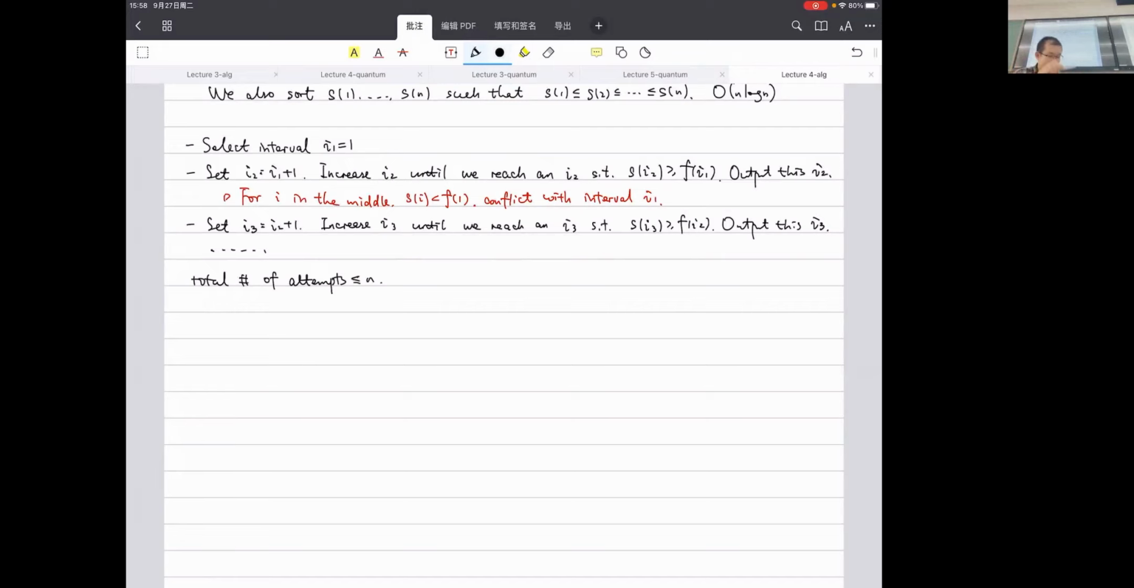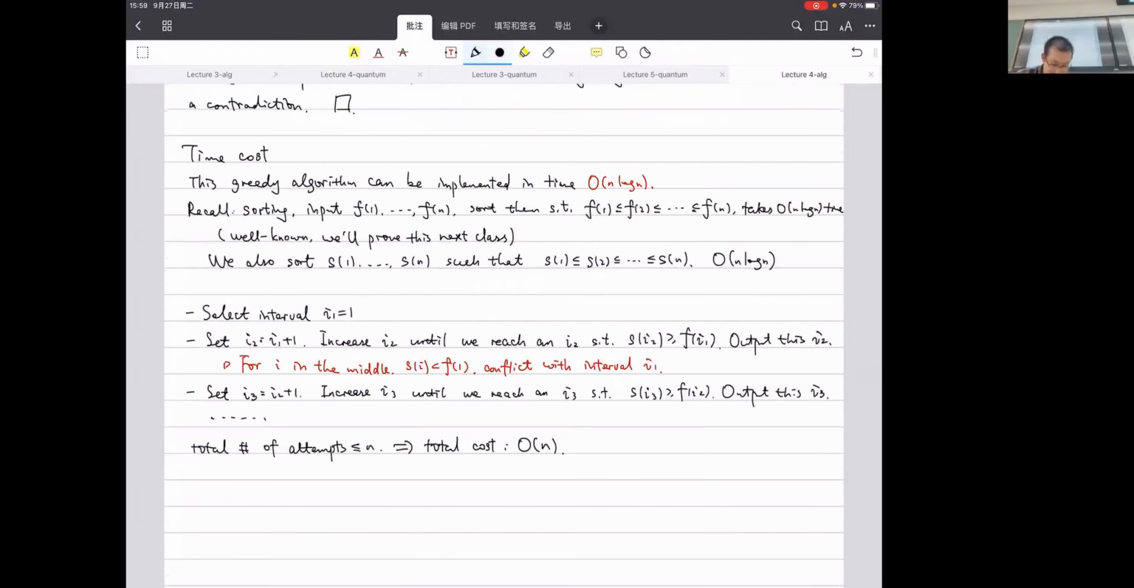We have the first interval here, we choose that, and basically we try the second, the third, etc., until we find the I2 such that Si2 is larger than or equal to Fi1. Based on this I2, we try I2 plus 1, I2 plus 2, etc. So you see that this sequence of I's is strictly increasing, and the total number of attempts that we try here is, of course, at most n. The updates just take O(1) time. So this is stressing that the total cost is just O(n).